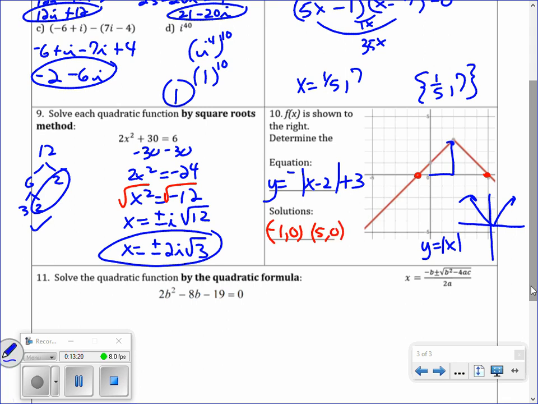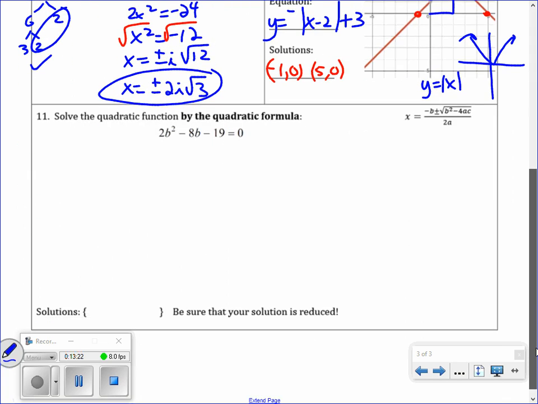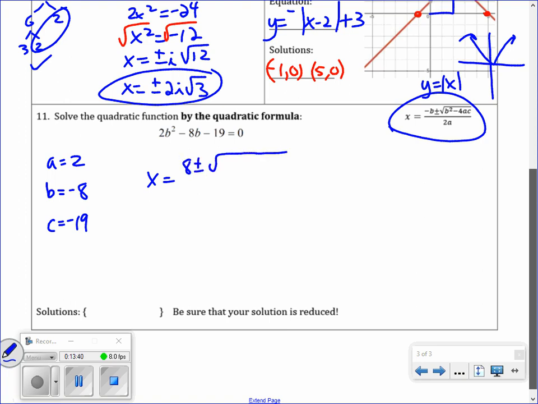All right, last question here. So I'm going to solve with the quadratic formula. So let's see, my a is 2, my b is negative 8, my c is negative 19. So my quadratic formula is sitting right over here. So I have negative of a negative 8, so that would be 8 plus or minus the square root of b squared, so it would be 64 minus 4 times a is 2 and c is negative 19 over 2 times negative 8. No, 2 times 2, sorry, 4.